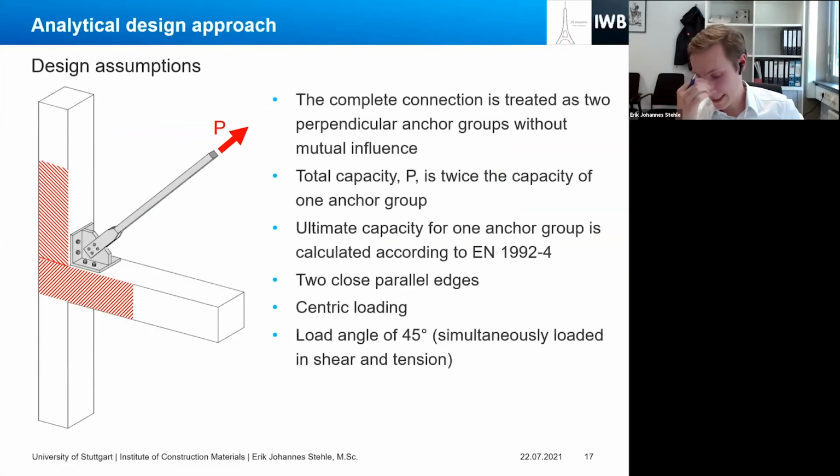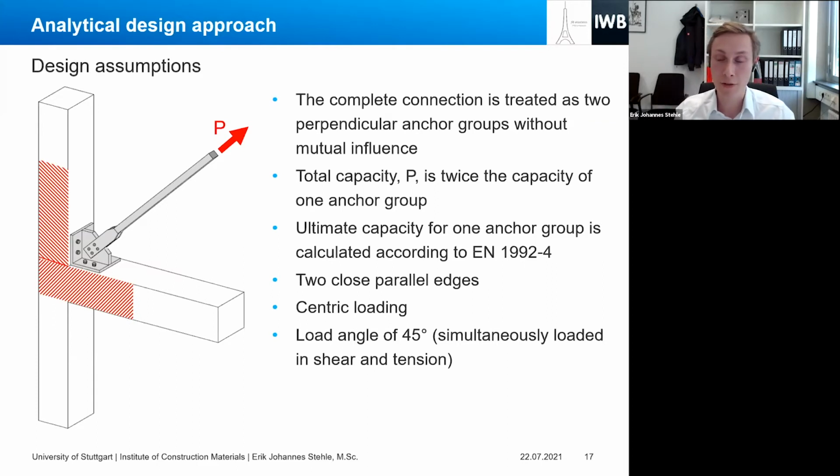Based on these results from the numerical analysis, where we could see that we can at least compose the ultimate capacity of the complete connection from two individual anchor groups, we tried to use the methods provided by Eurocode to come up with an analytical design approach. Basically, we assumed that the complete connection is treated as two perpendicular anchor groups without any mutual influence. Then the total capacity of the connection is basically twice the capacity of one of these anchor groups.